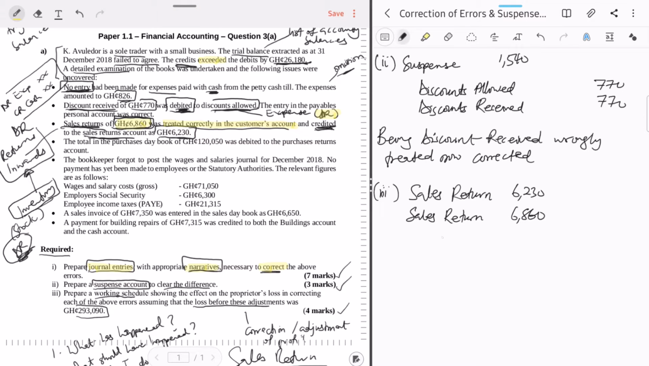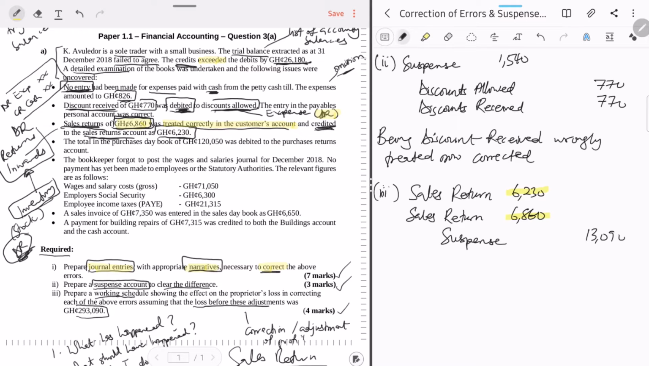So what do you do? You take it to, so you leave an indent. You take the credit to suspense. And as usual, remember I told you that the sum of your debits should equal your credit. So let's just add 6230 to 6860. So 6230 plus 6860 gives me 13090. So my credit going to suspense is 13090. Okay, so we are done with the third one.